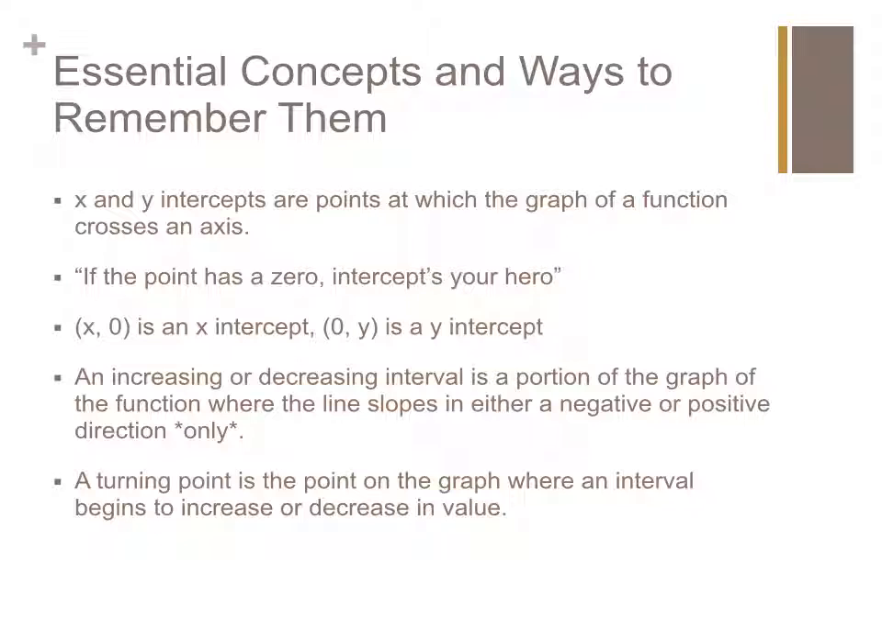Now, an increasing or decreasing interval is a portion of the graph of the function where the line will slope in either a negative or positive direction only. So it'll be an interval between 2 points where the function is only moving in one direction. A turning point is the point on the graph where an interval begins to increase or decrease in value from where it was going before. So it'll become either positive or negative.